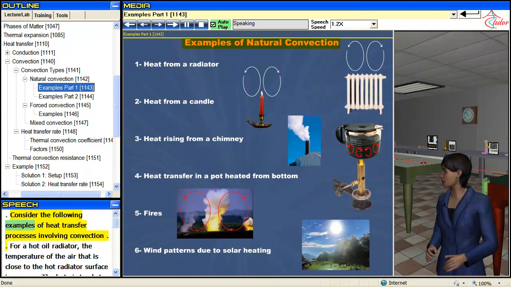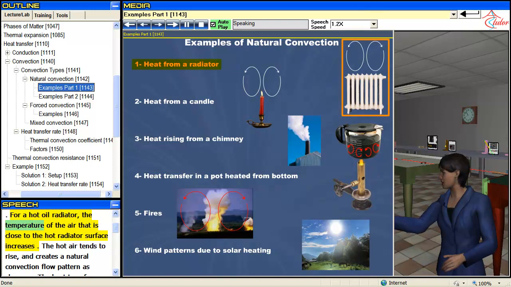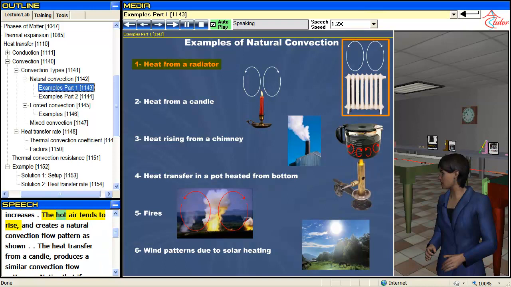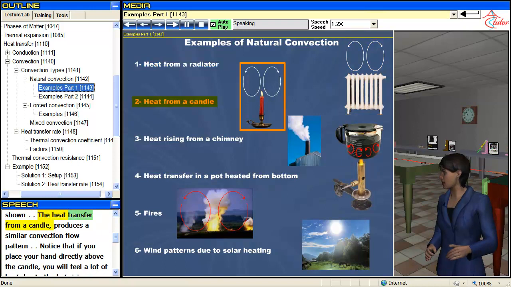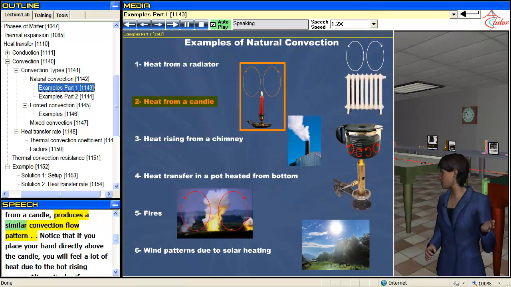Consider the following examples of heat transfer processes involving convection. For a hot oil radiator, the temperature of the air that is close to the hot radiator surface increases. The hot air tends to rise, and creates a natural convection flow pattern as shown. The heat transfer from a candle produces a similar convection flow pattern.